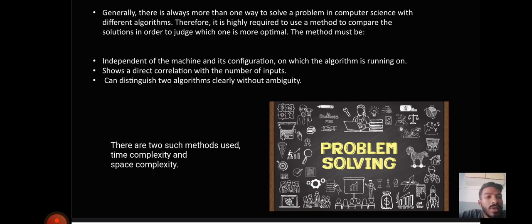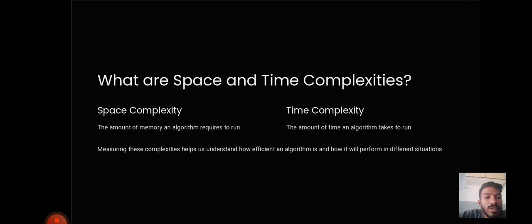The method must be independent of the machine and its configuration on which the algorithm is running, and show a direct correlation with the number of inputs. It can compare two algorithms clearly. There are two such methods used: time complexity and space complexity.